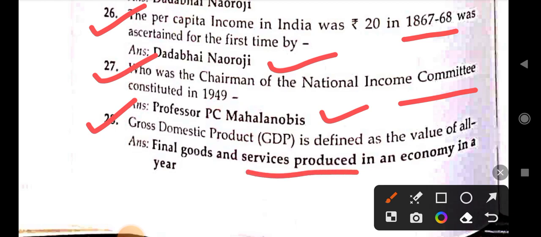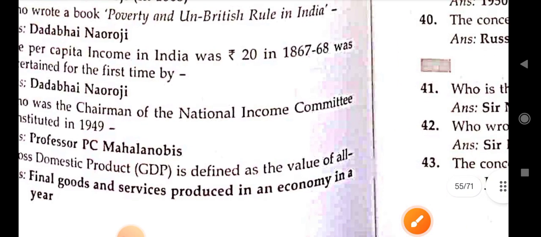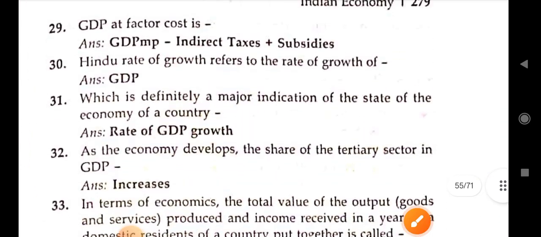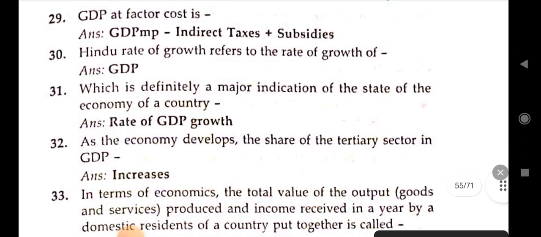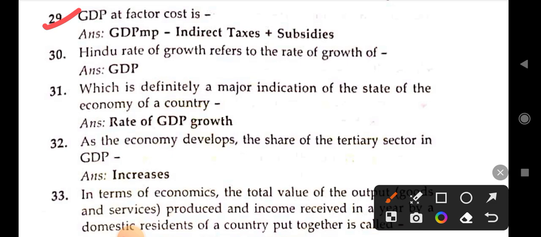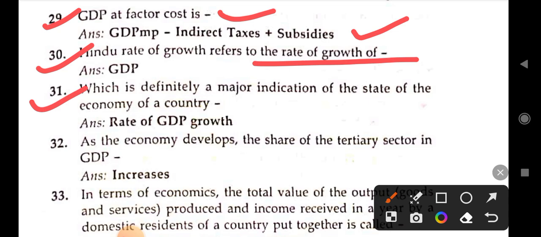in an economy in a year. Next, GDP at factor cost is GDP at market price minus indirect tax plus subsidies. Hindu rate of growth refers to the rate of growth of GDP, which is definitely a major indicator of the state of the economy of a country.